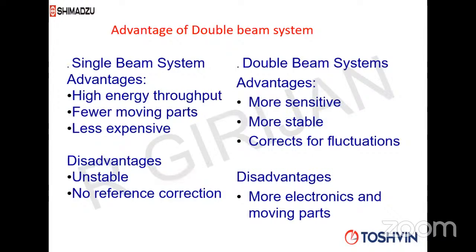First of all, let us look at single beam. Single beam advantage: high energy throughput. People say we are not dividing the light, the entire light is passing through the sample. Agree. But the problem is an unstable baseline. Any variation in the voltage or incoming electrons can affect the stability of the baseline, and so you get an unstable baseline. It can affect the measurement to a great extent whenever there is a variation in the electrical voltage or inherent electronics. And fewer moving parts, less expensive.